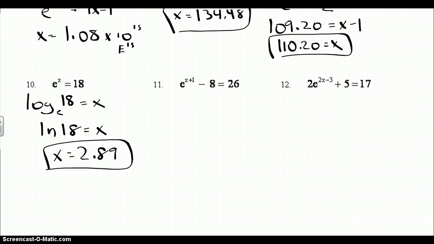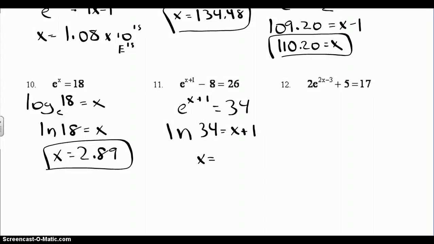Number 11, same idea, but we need to isolate that e first. So I'm going to add the 8 to both sides, which gives me 34. And now I'm going to rewrite it as log base e of 34 equals the exponent. If you make that calculation, natural log of 34, and then subtract 1 from both sides, you get 2.53.